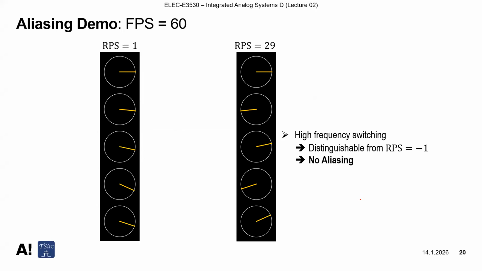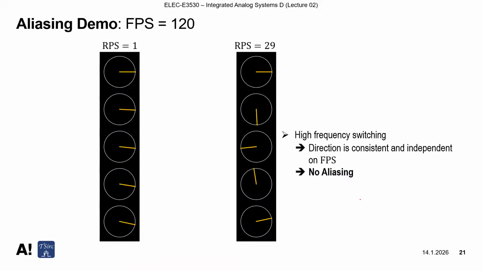So in terms of frame-wise, we can find that this is very similar to our case when we set our FPS equal to 120 with RPS equal to 59 earlier, right? So it has a high frequency switching. Even if its overall envelope looks like -1 RPS, it is still distinguishable from RPS equal to -1. So there is no aliasing.